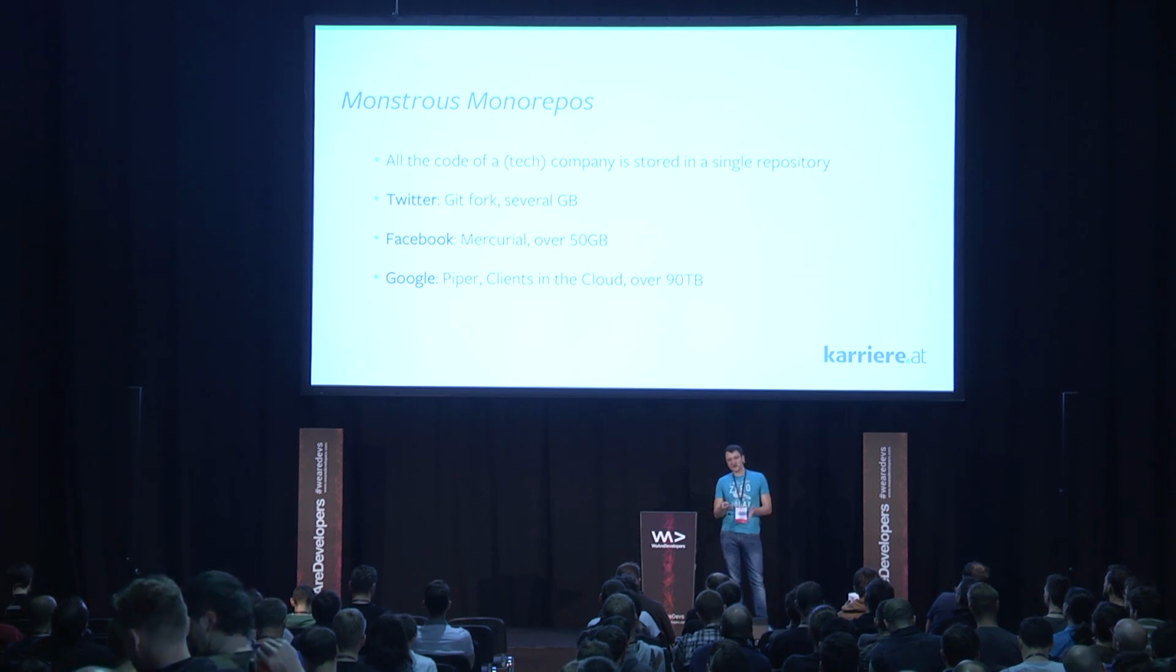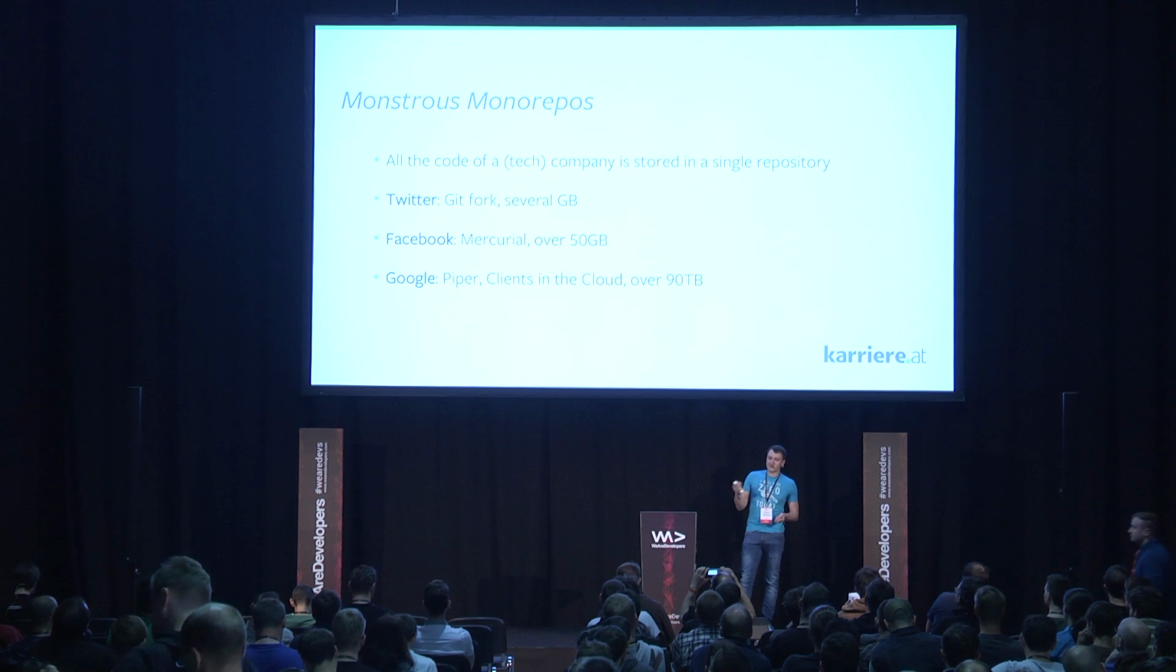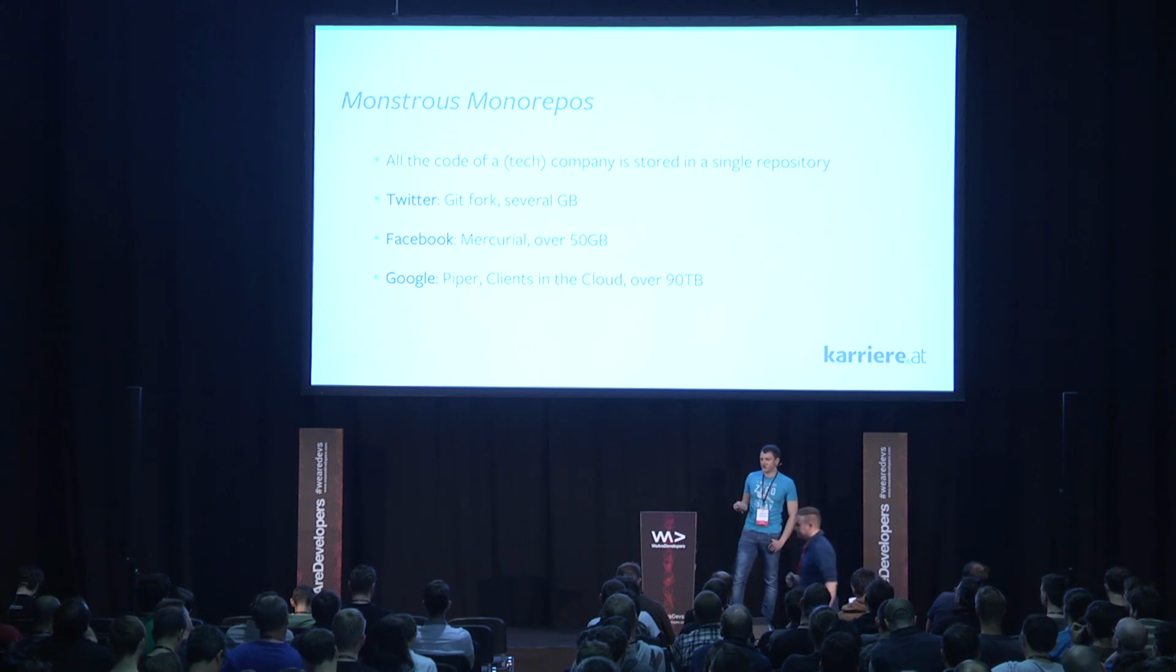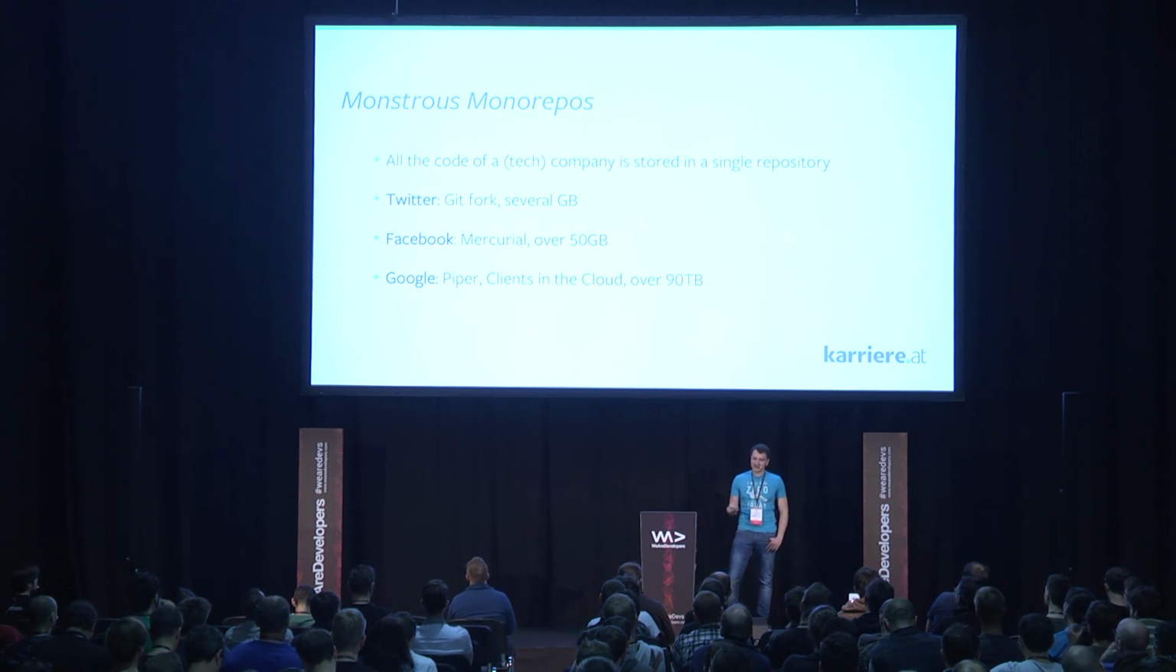But first of all, the monstrous monorepos, how would I define that? For example, all the code of a company, so all the code for all of the software projects and all the code for all their internal services. Basically every line of code that is written in a company is stored in one single huge repository.